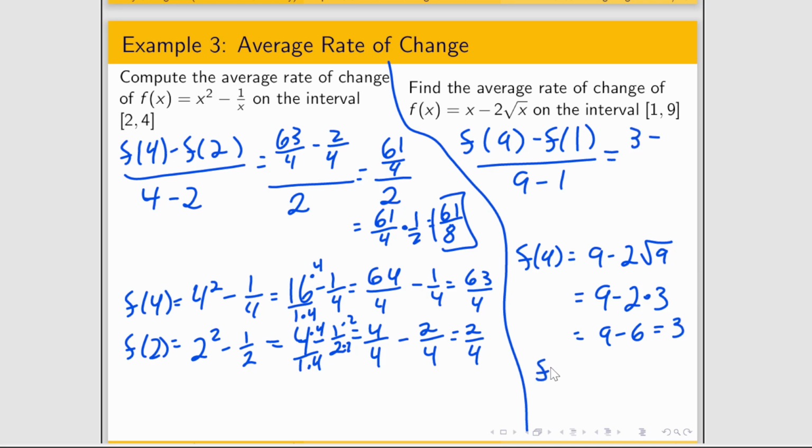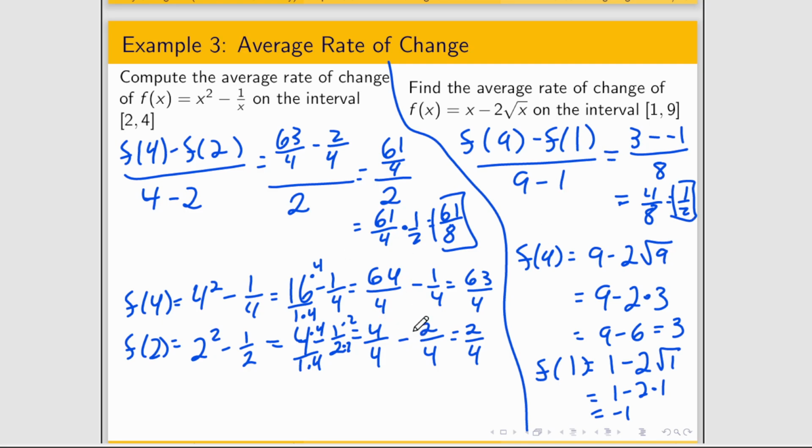Then you want to similarly evaluate f of 1. That would be 1 minus 2 times the square root of 1. The square root of 1 is 1. 2 times 1 is just 2. 1 minus 2 is negative 1. All over 9 minus 1 is 8. 3 minus negative 1 gets us 4, all over 8, for a final answer of 1/2. So still a fraction, but the in-between steps were slightly less messy because we didn't have to convert to like denominators at any point.